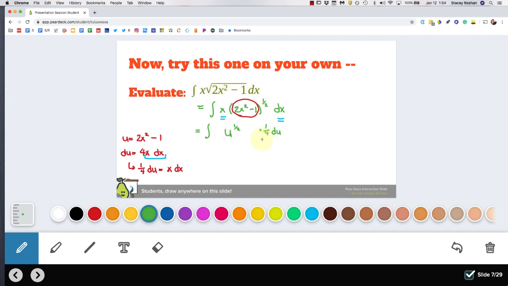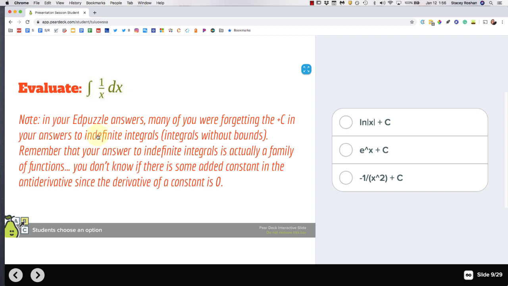Okay, I'm going to take the 1/4 out. Integral of u to the 1/2 du. Let that 1/4 hang out. The integral of u to the 1/2, add 1, and then flip it. Don't forget the plus c because it's an indefinite integral. And then I'm just going to simplify and plug back in for the u. So that is going to be 1/6 u, which is 2x squared minus 1 to the 3/2 plus c. That's my final answer.